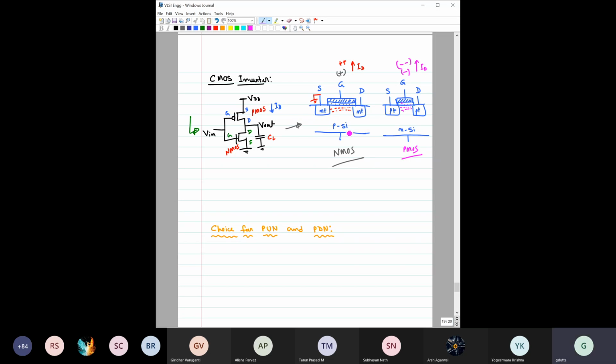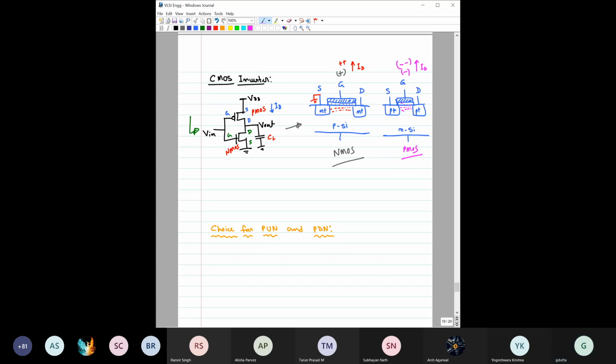Even though there is one more terminal, the body terminal for both NMOS and PMOS, as of now we will keep these aside. We will not discuss the effect of the body terminal potential. We will just consider these three terminals as of now.